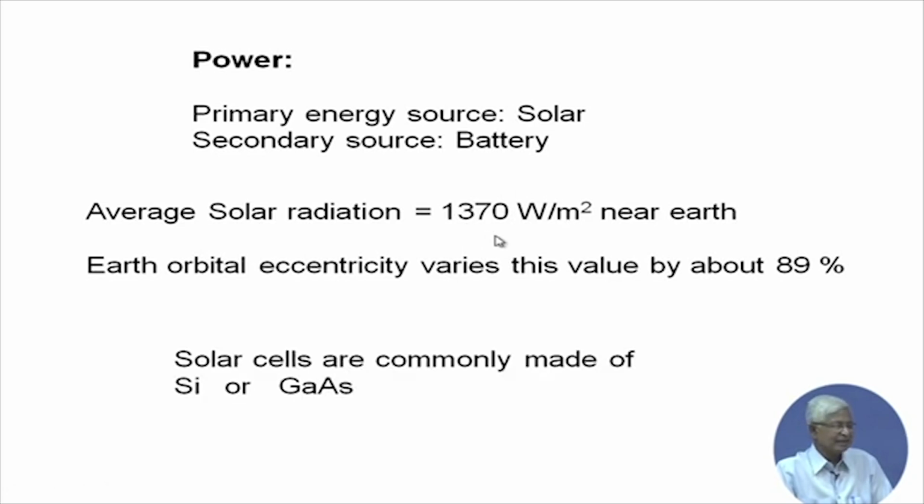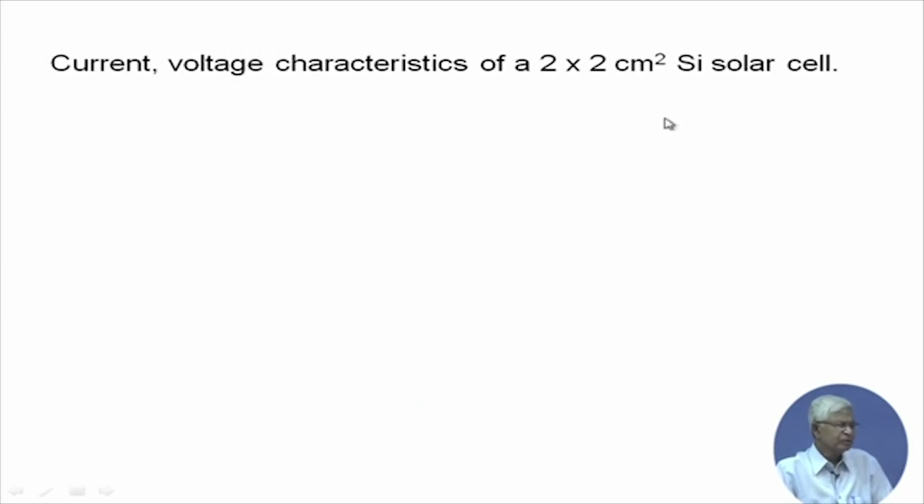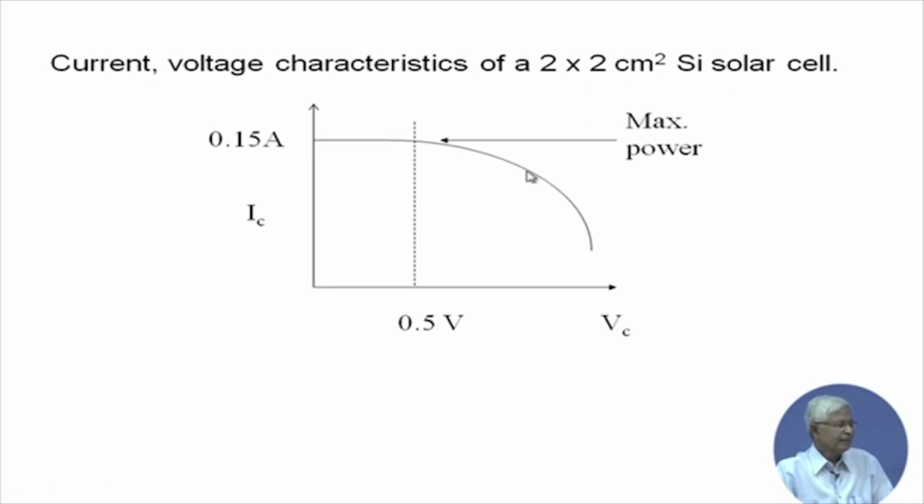Now, solar cells commonly used at present are silicon and gallium arsenide. Now, these two will have different properties. People have experimented on that. Mostly silicon is used. Let us see the current voltage characteristics of a 2 by 2 centimeter, that is 4 centimeter square, silicon solar cell.